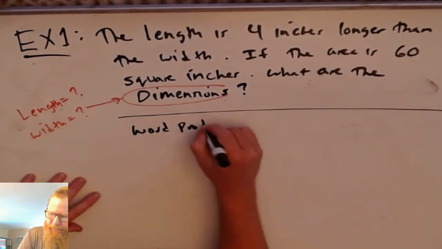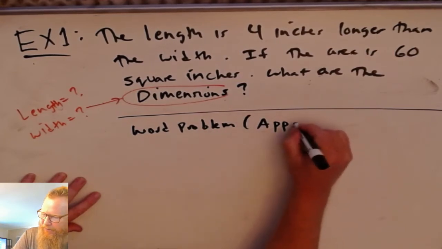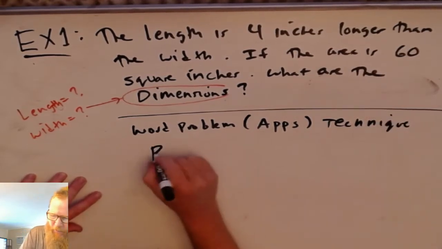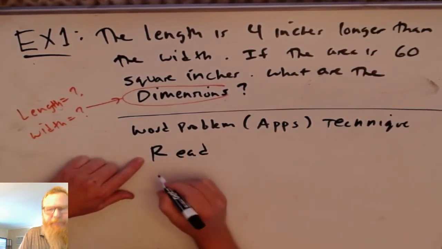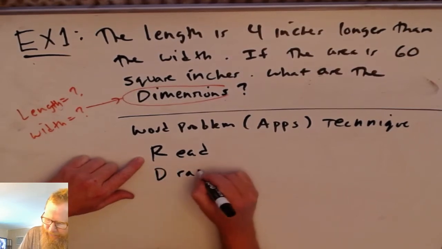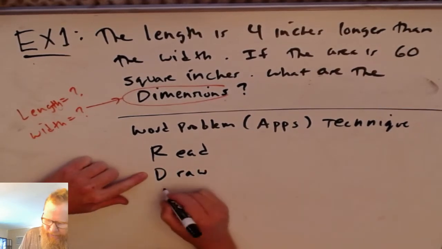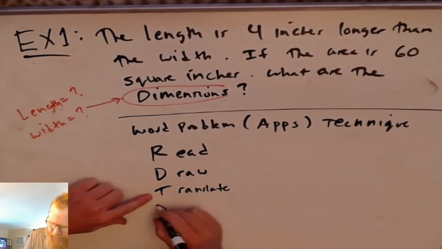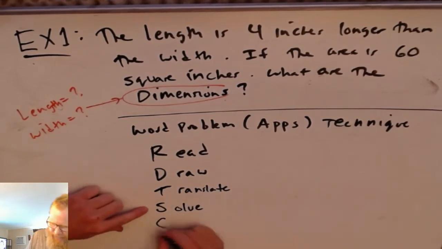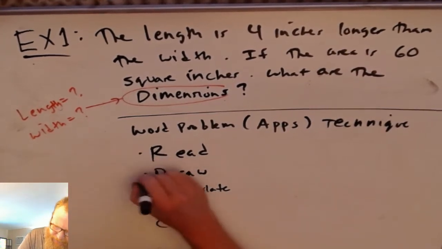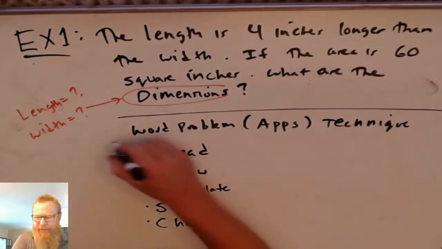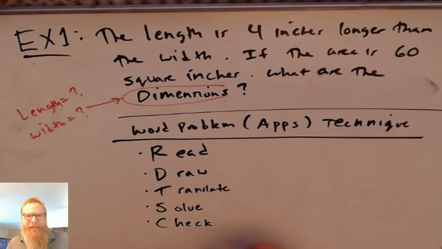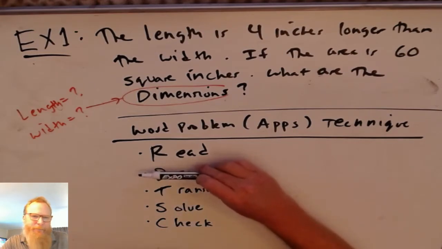Word problem, also known as apps or applications. Technique. R, read. D, draw. Translate. Solve. And then check. This is sometimes called the 5-step method. Read, draw, translate, solve, and check. Sometimes we skip drawing, but I'm not going to this time.